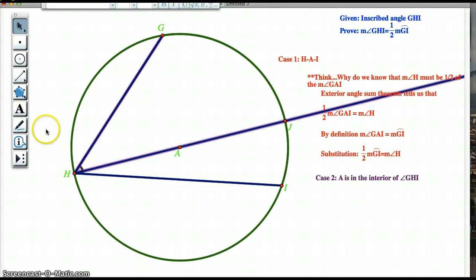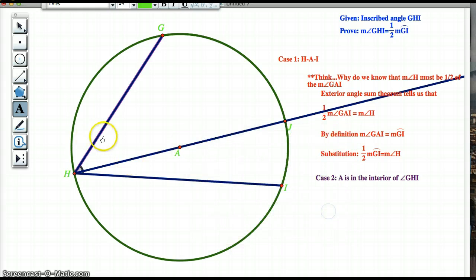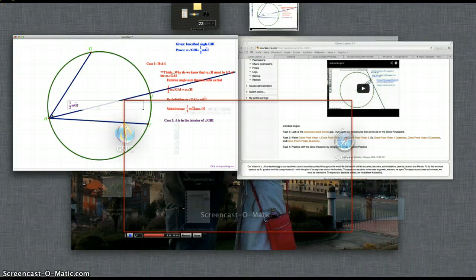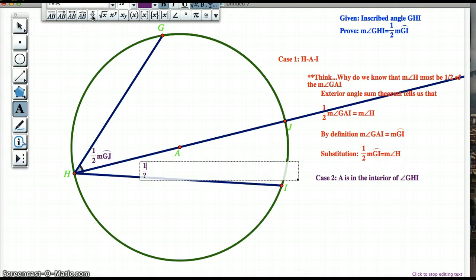So I know that this little angle here is the same as 1/2 the measure of GJ. That's the measure of that angle right there. And we know that because that's the first case, where I know that my ray goes through the center of the circle. Well, I can do the same thing with this inscribed angle down here. It has one side going through the center of the circle. So I know that this little piece is 1/2 of the measure of JI.